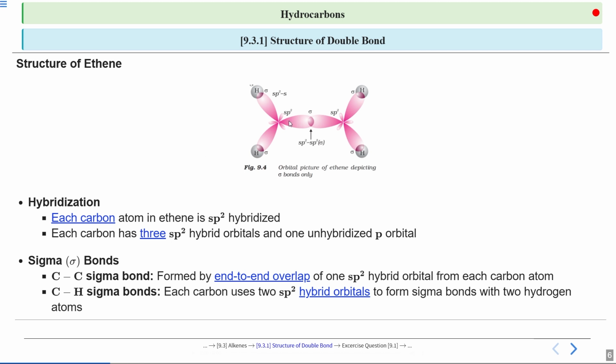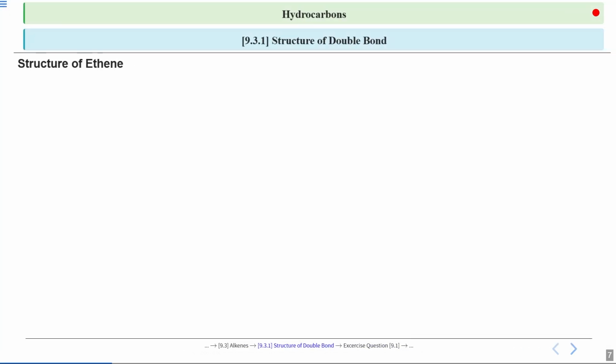You can see here that we have two carbon centers and both of them have sp2 hybridized orbitals. Now one sp2 hybridized orbital is doing a head-on overlap with the other sp2 hybridized orbital to form a sigma bond. The remaining two hybridized orbitals of each carbon will do a head-on overlap with the pure s orbital of hydrogen to form the sigma bond with hydrogen. So this is the overall orbital picture for ethene, which is depicting the sigma bond only. Now next, continuing to learn more about the structure of ethene.